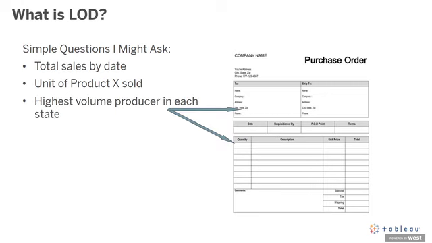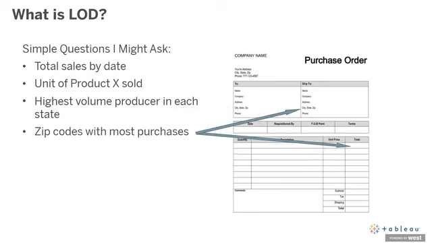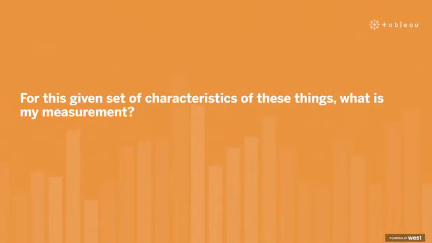I might also ask a question like, who was the highest volume producer in each state, right? So I would look at the producer states, and I would look at the number of things produced by each of those people. I might ask what zip codes had the most purchases, in which case I would look at the zip code of the purchasers and the total sales for each of those. So all of these questions use different characteristics, different elements of the purchase order to give me an answer.